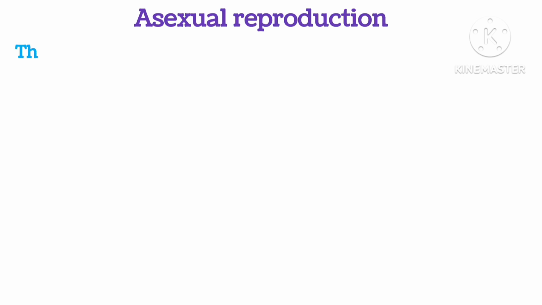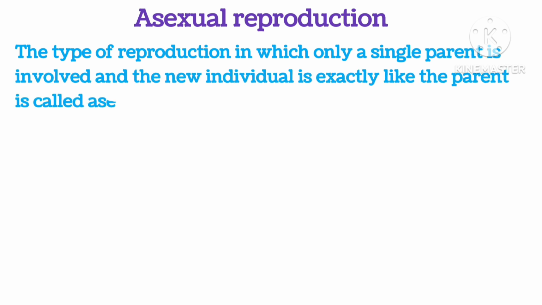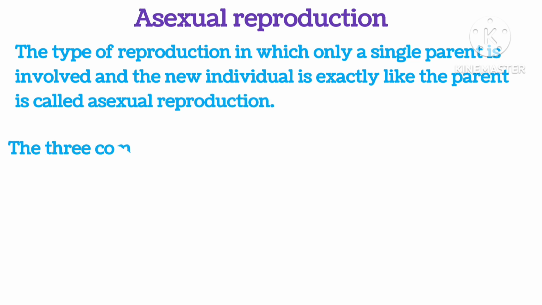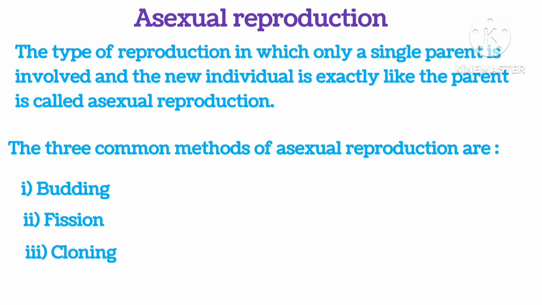Asexual reproduction. In this type of reproduction, a single parent is involved and the new individual is exactly like the parent. This is called asexual reproduction. The three common methods of asexual reproduction are: first is budding, second fission, and third is cloning.